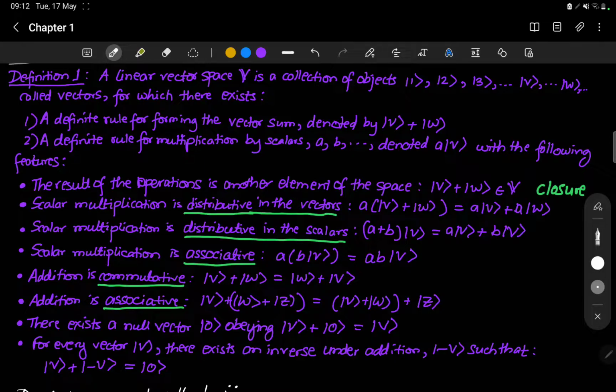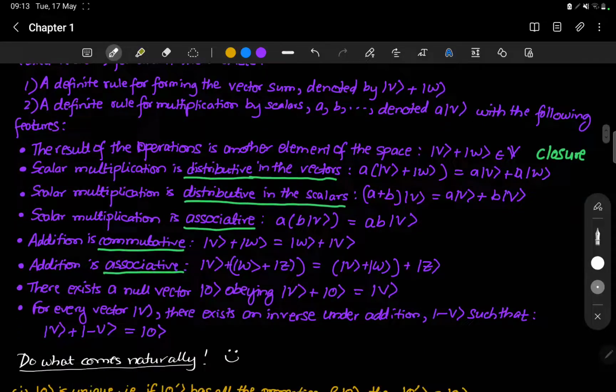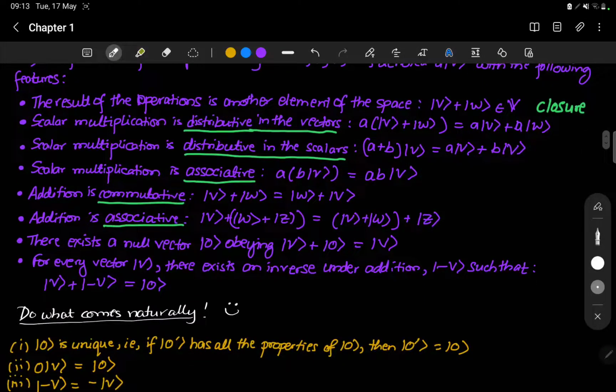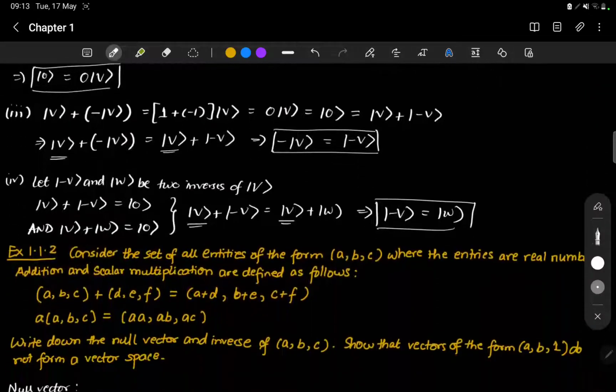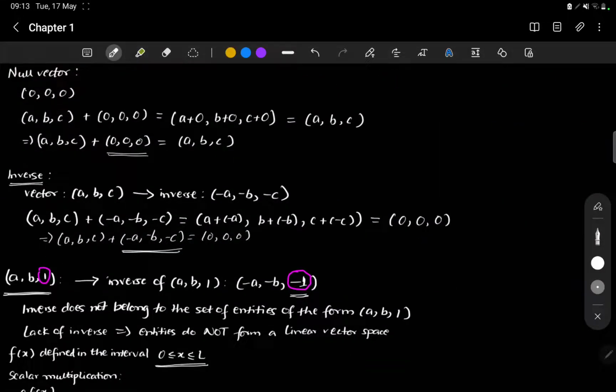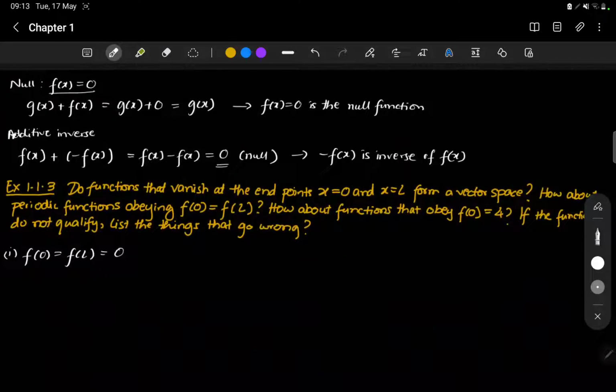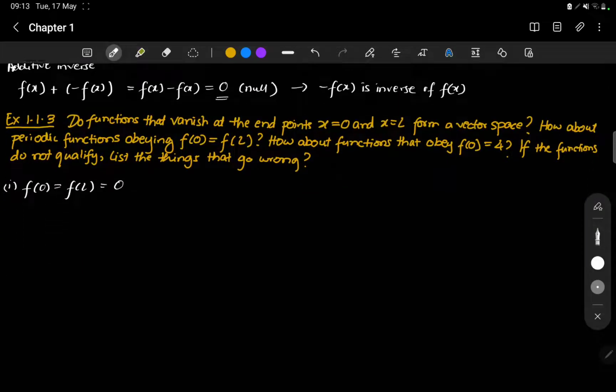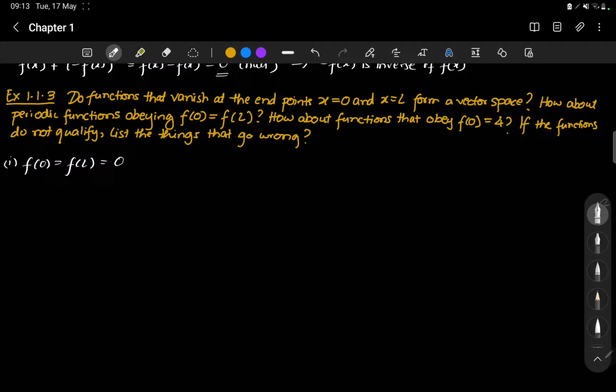If all of these 8 axioms are true for a given collection of these objects called vectors, then these objects will form what is called a linear vector space. So basically, to show that a group of objects or entities are forming a linear vector space, we need to see that each of these 8 axioms are being obeyed by those entities. So let us come back to our question and let us see if this class of functions obeys these axioms or not.